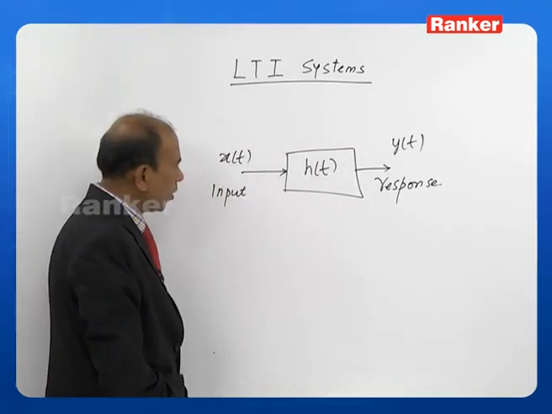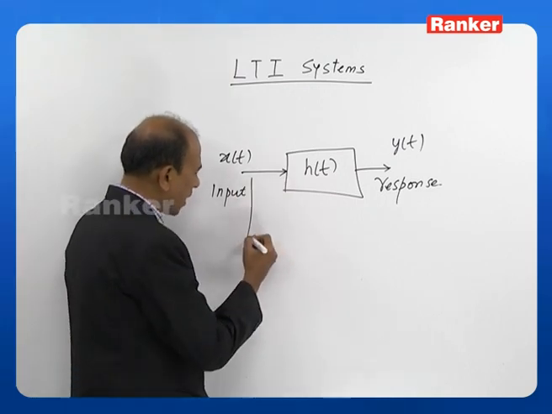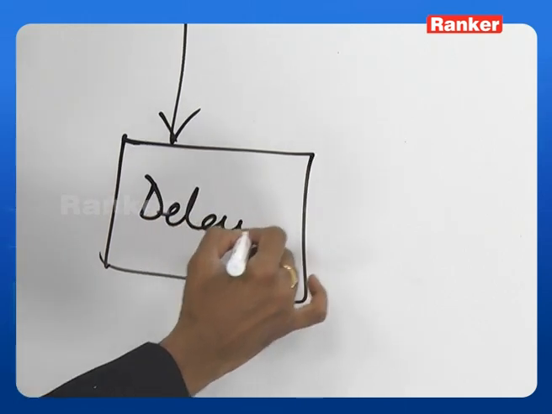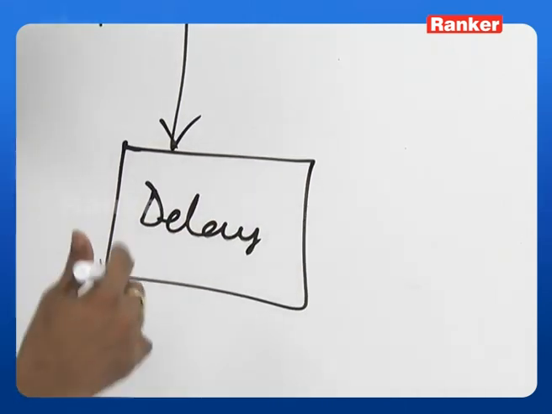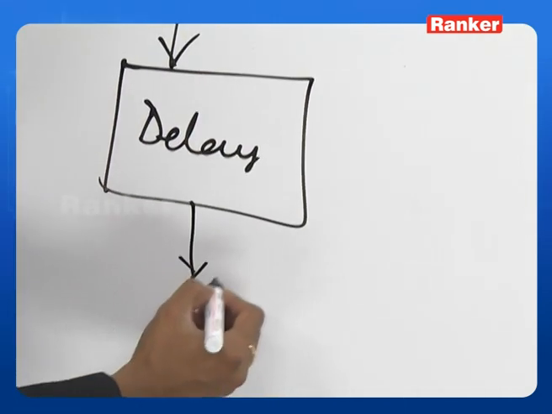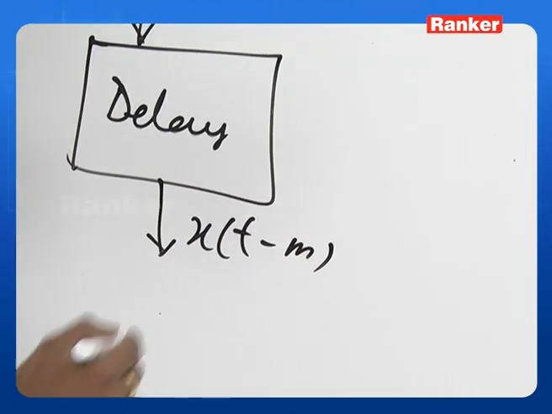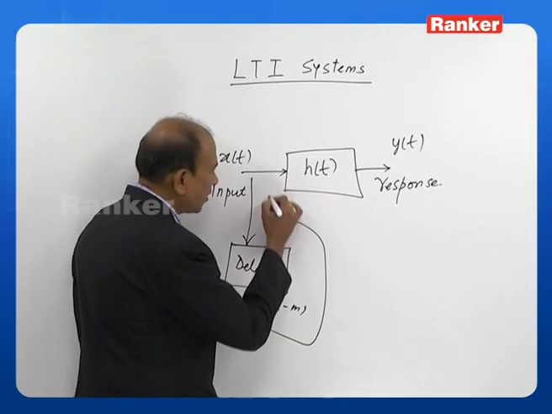Response of the system. Now let us say this x of t is passed through a delay. This delay is having a certain delay, let us say it is delayed by a factor t minus m. Now this is fed to the system.